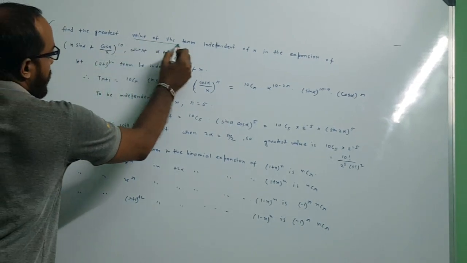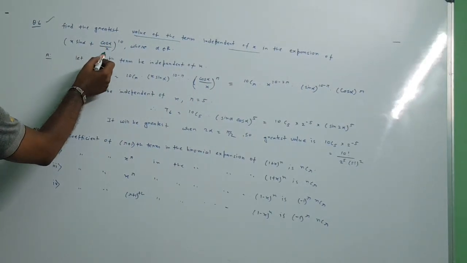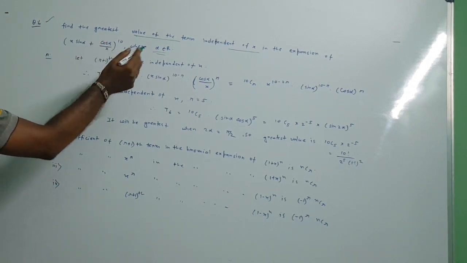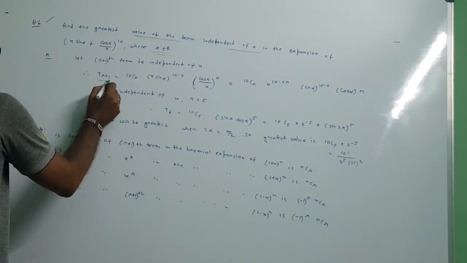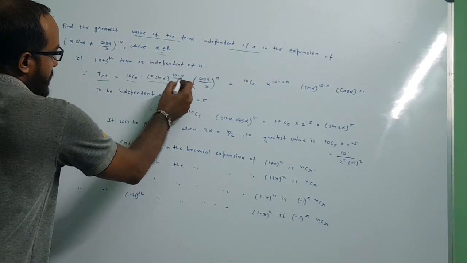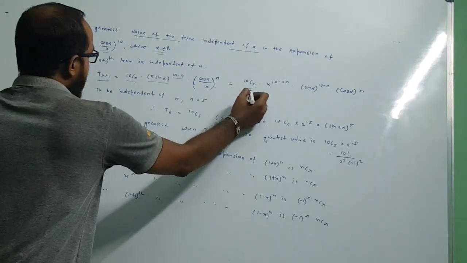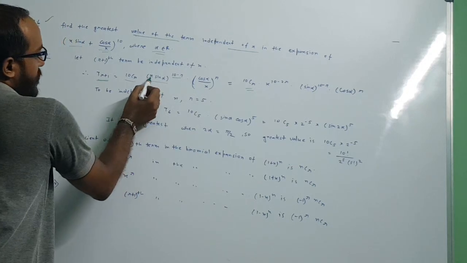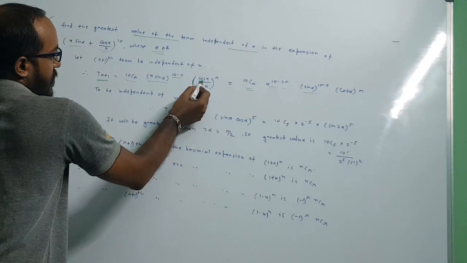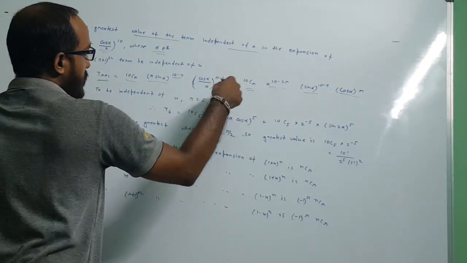Find the greatest value of the term independent of x in the expansion of x sin alpha plus cos alpha by x to the power 10, where x belongs to real numbers. So in this type of problem, always find out the T(r+1)th term. So the T(r+1)th term would be nCr x to the power n minus r, a to the power r. So let us say this is the x term, this is the a term. So 10Cr, x to the power 10 minus r into sin alpha to the power 10 minus r, and this would be cos alpha to the power r, and this would be x to the power r.